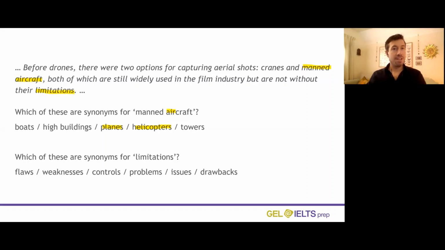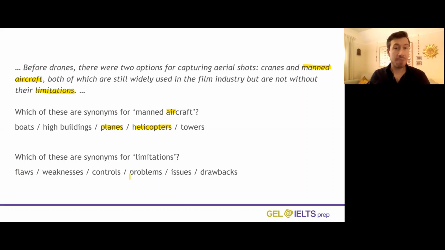Okay, so we have to first think, what does limitations mean in this context? It says, but they're not without their limitations. Now, this doesn't mean limitations in the sense of restrictions. It means limitations in the sense of disadvantages. So we need to look at words that mean disadvantages or problems.